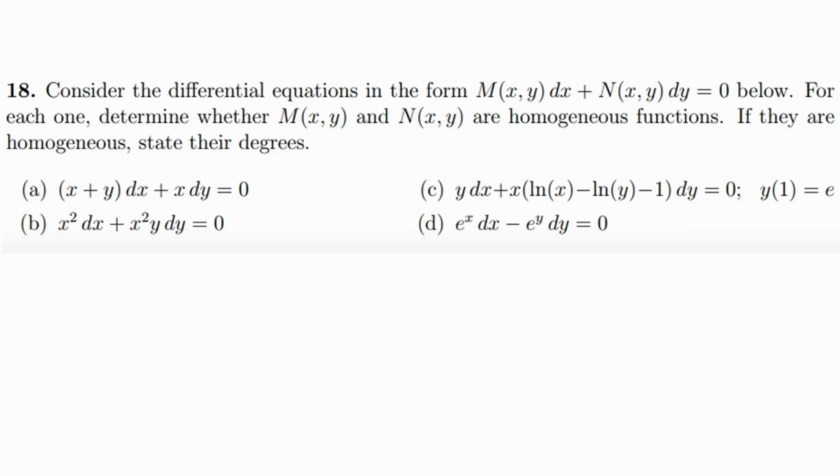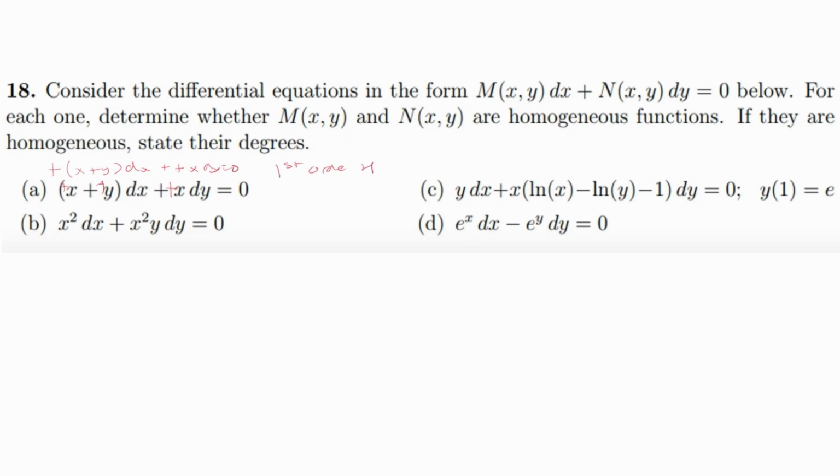So if we look at A, for example, we are going to have (tx + ty) dx and then plus tx dy. Now what we can do is factor out the t's from the front, and we would essentially have t(x + y) dx + tx dy = 0. And so for each of these parts, our M and N, we only have one t out front. And since we do, it is a first order homogeneous function.